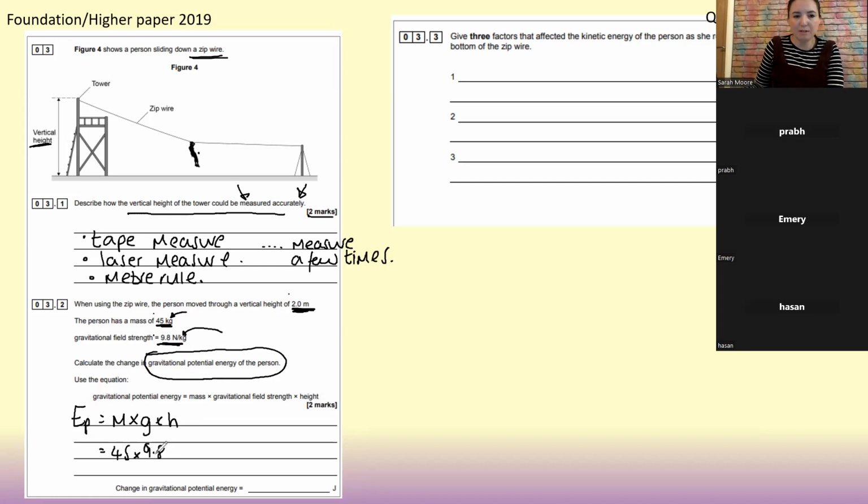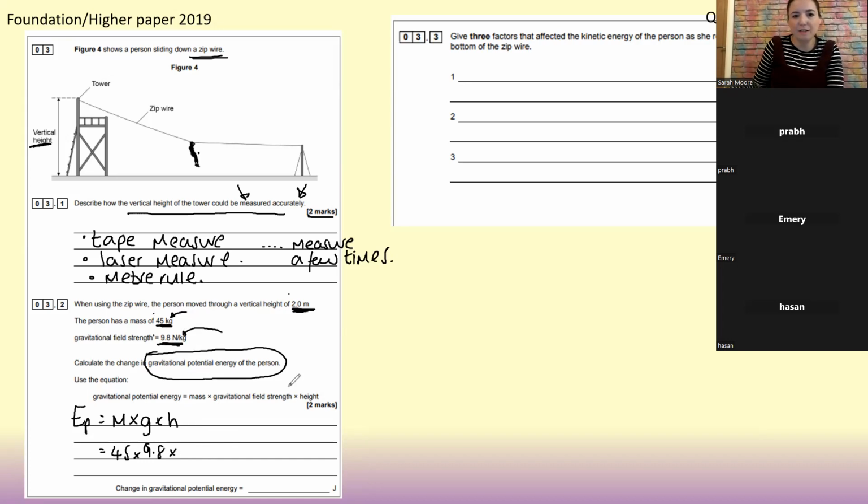Gravitational field strength is 9.8. We need to use 9.8. Sometimes we will be told to use 10. If you're told to use 10, please use 10. If you're not told to use anything, use 9.8. That means for every kilogram, there are 9.8 newtons.